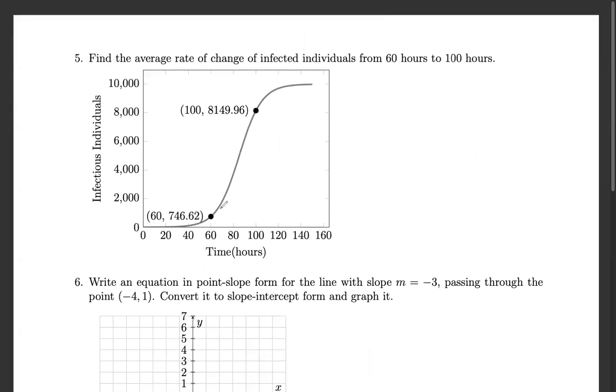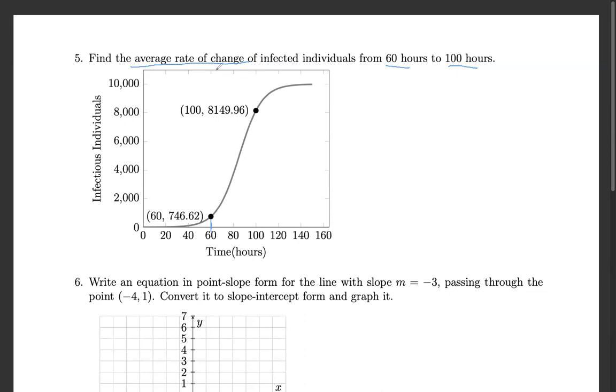Question 5, so we use this in life. This graph shows the horizontal axis, the x-axis, as time in hours. The vertical axis shows infections for individuals, right? It's a wiggly graph. And what do we want to do? We want to find the average rate of change from 60 hours to 100 hours. So 60 hours here, 100 hours here.